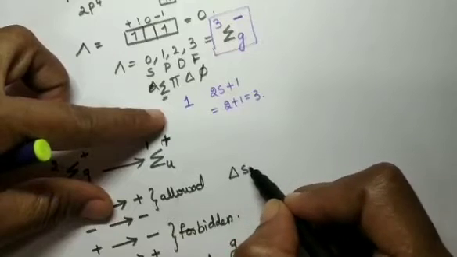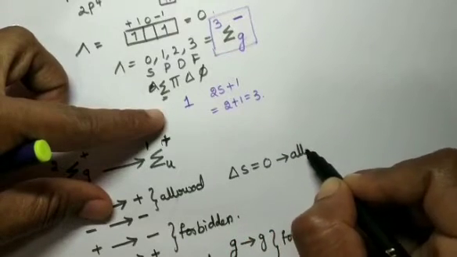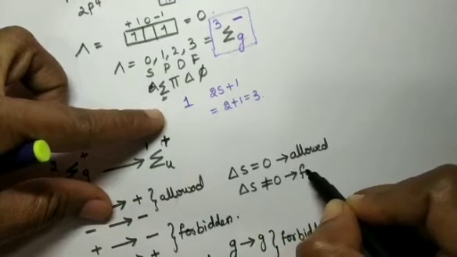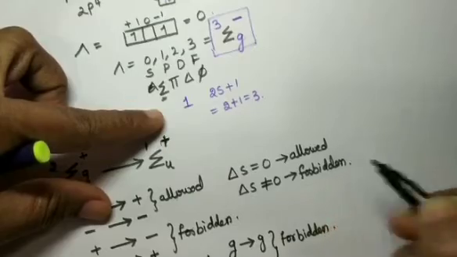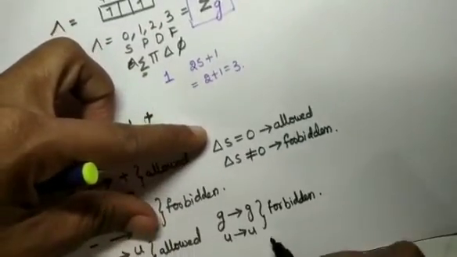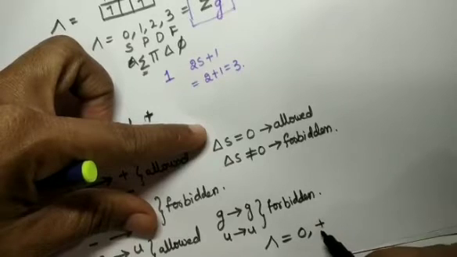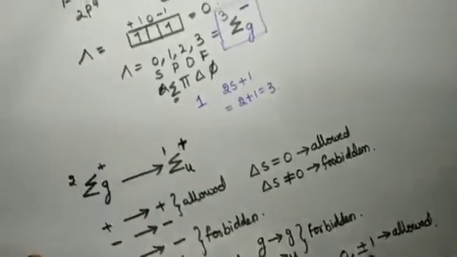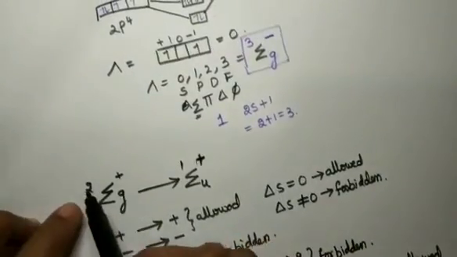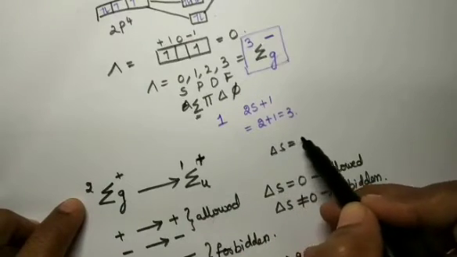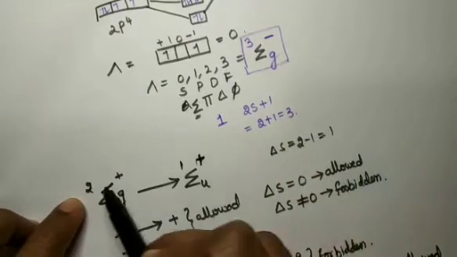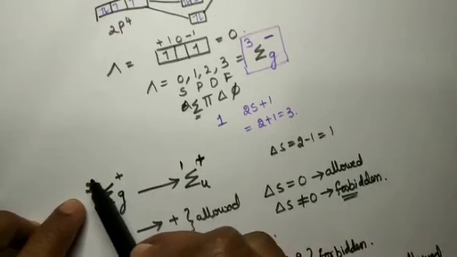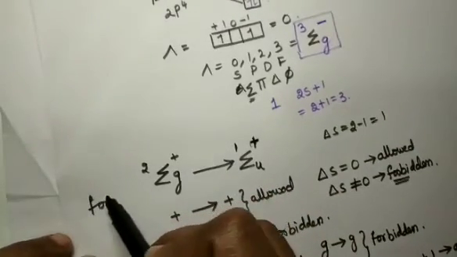And delta S equal to 0 is allowed. If delta S is not equal to 0, this is forbidden. And one more thing, delta lambda equal to 0 or plus or minus 1 will be allowed. Here, delta S is equal to 2 minus 1, which is equal to 1. So delta S is not equal to 0. That one is a forbidden transition, so this transition will be forbidden.